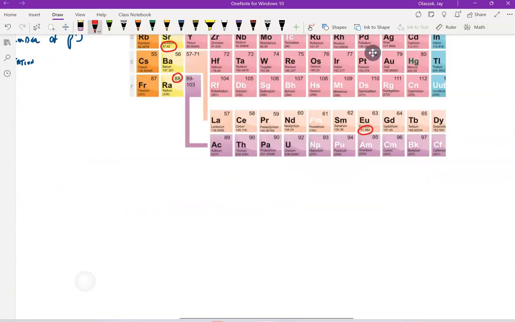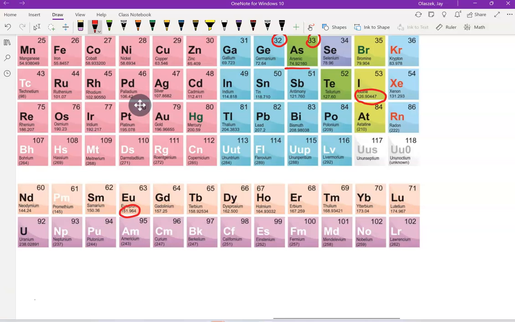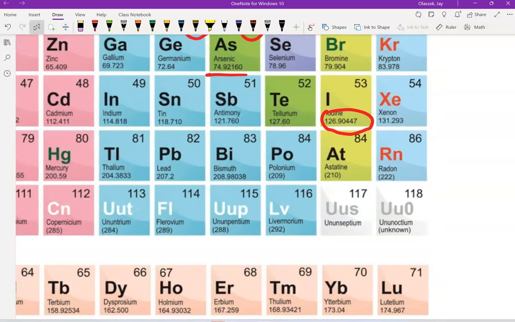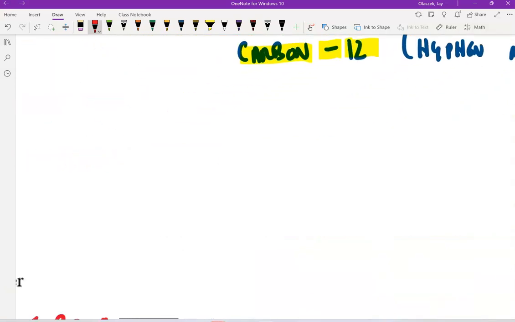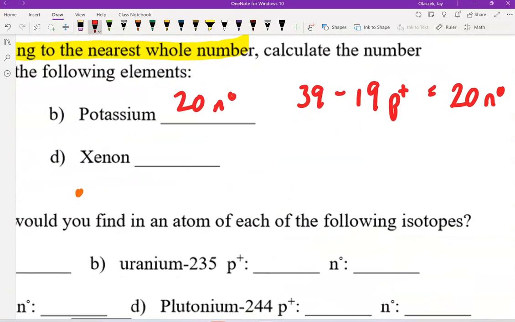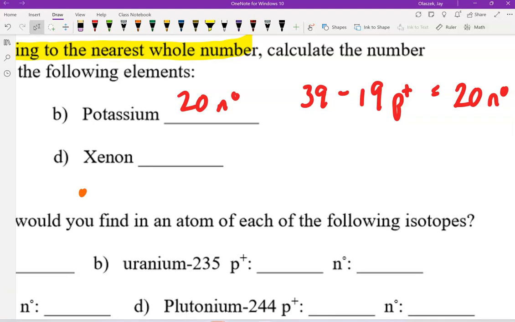Last one is xenon, a noble gas. Right over here. It's pretty big. It's got 54 protons and an atomic mass of 131. So I don't need to run this out for you. You can do this for yourself. 131 is the atomic mass minus 54. 77 neutrons. Okay, getting close to the end.